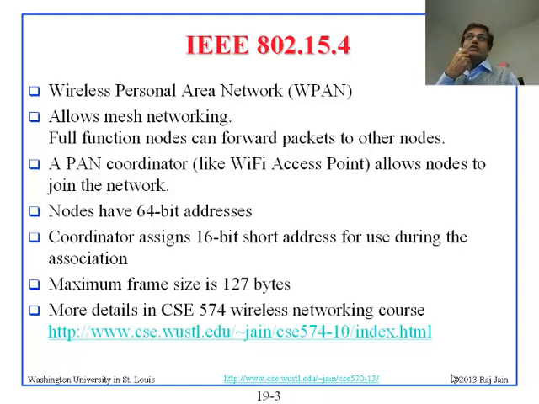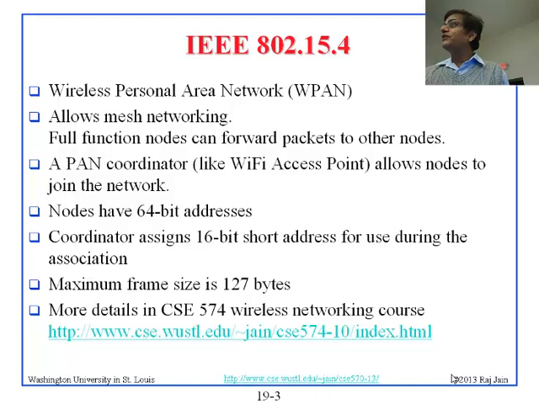So if you want to join a network, you talk to the PAN coordinator, and each node has 64-bit addresses. Unlike Ethernet where you have 48-bit addresses, they have 64-bit addresses because there are too many of them. And the coordinator assigns 16-bit short addresses. 64-bit is just too big, so they say, your 64-bit is that, but we are not going to use it. We are going to give you this name. So there is a local address, which is just for use during communication, and that is 16-bit.